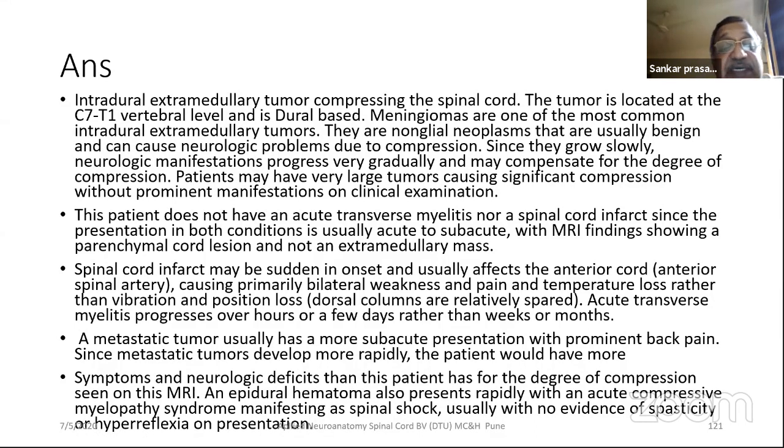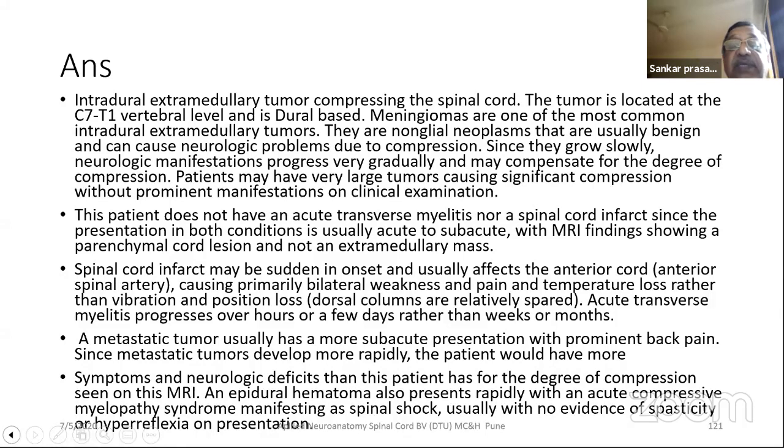Now, whether it is epidural hematoma, and that happened because he had a fall or something, it does not have an acute transverse myelitis that we know. Maybe sudden onset usually affects the anterior cord, that is anterior spinal artery syndrome. Metastatic tumor has a more subacute presentation. You know that this patient, for the degree of compression seen on MRI, epidural hematoma also presents rapidly with an acute compressive myelopathy syndrome manifesting as spinal shock. So most likely the diagnosis is intradural extramedullary meningioma, because you can want to go and see again.